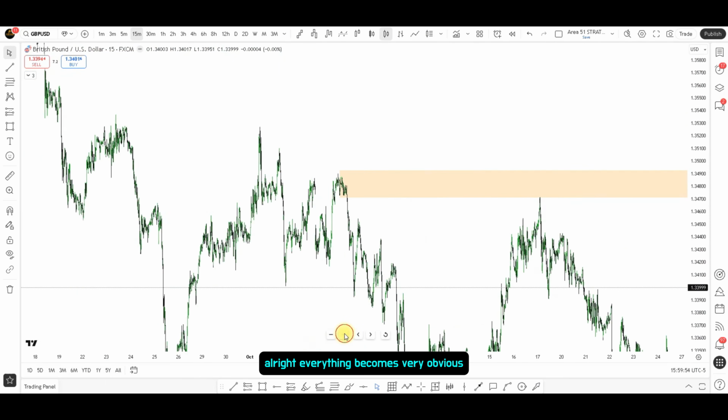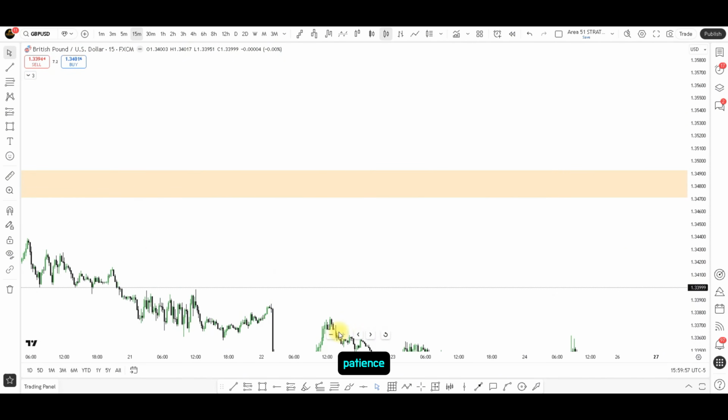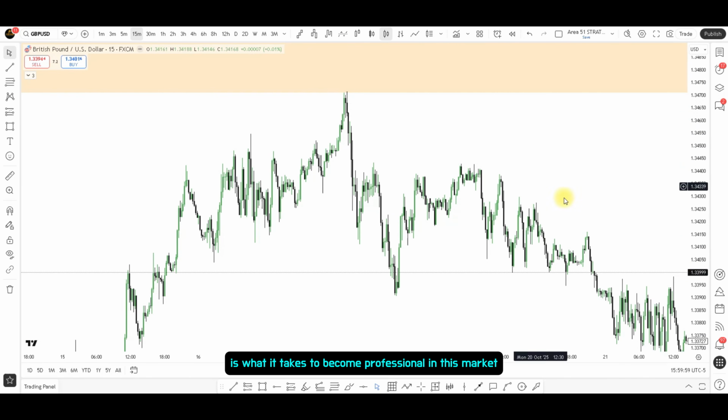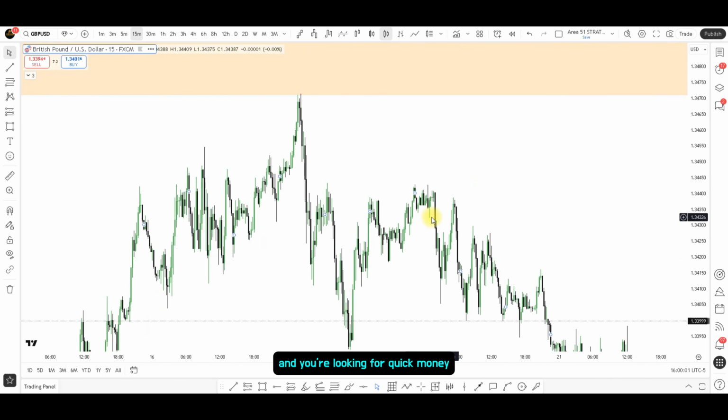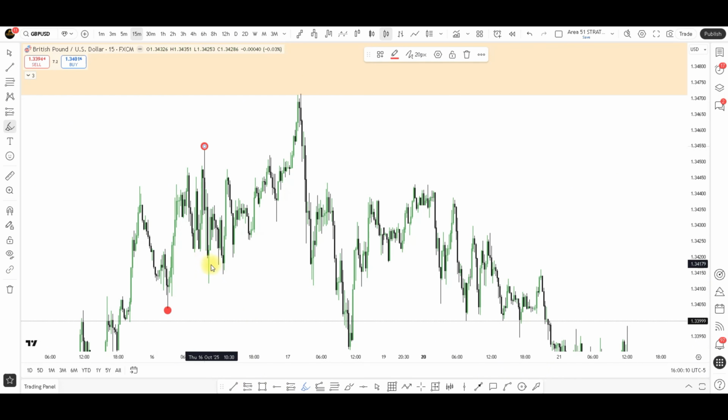All right, everything becomes very obvious. Patience is what it takes to become professional in this market. If you're not patient and you're looking for quick money, you will eventually lose and run away from these markets. So you have to be very patient. We can see price creating high low, high high, high low, and then last high high.